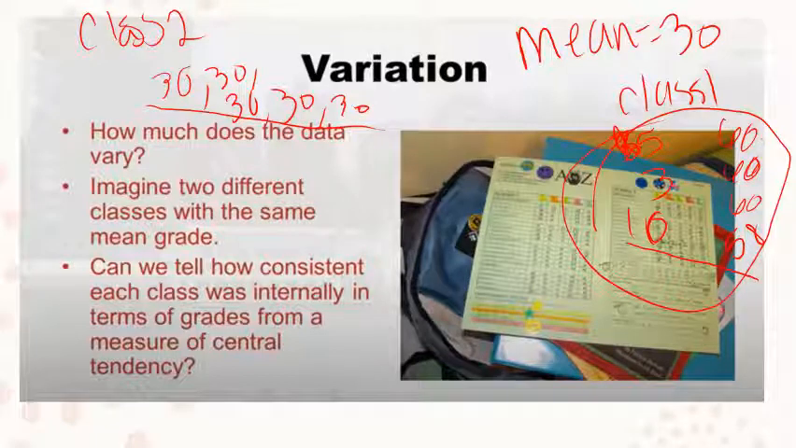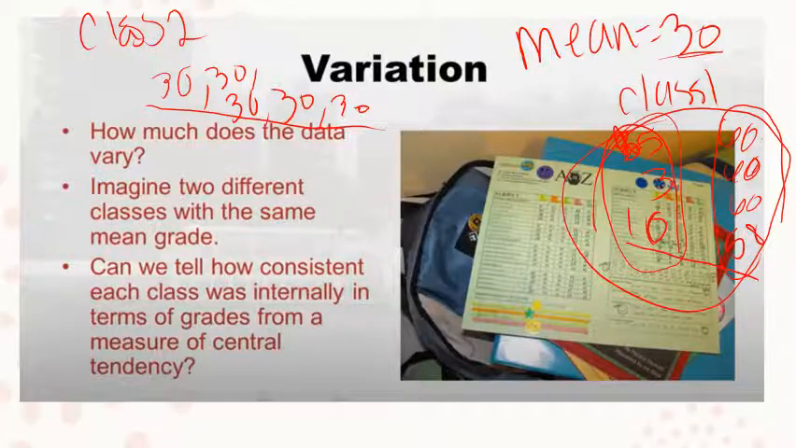So when you're looking at samples, you could have sets of data with the same mean, but it doesn't tell you exactly what's going on or how consistent the data actually is. That's why we need to know to what degree they vary. Are they all sticking really close to the mean, or are they on opposite ends of the spectrum, sort of like class 1? That is why we need to check our variation.